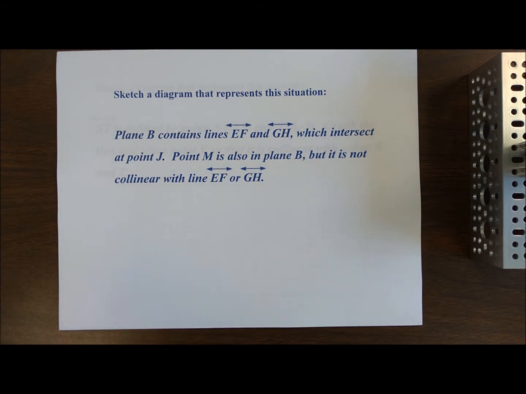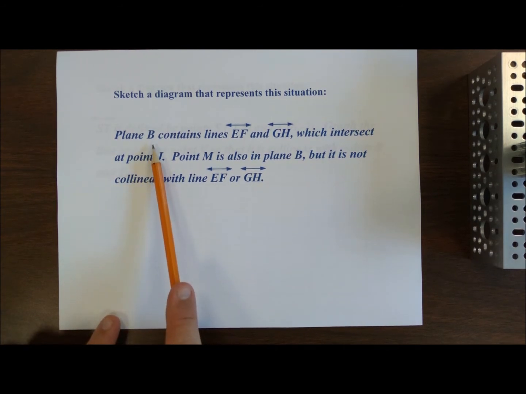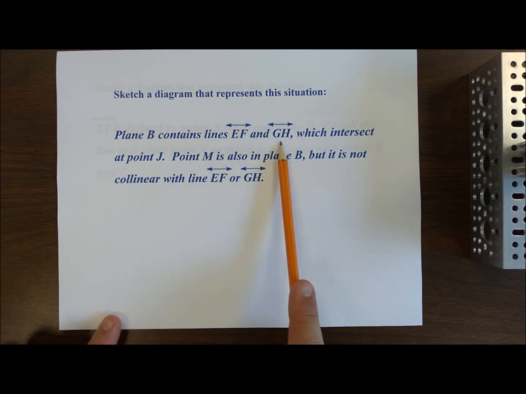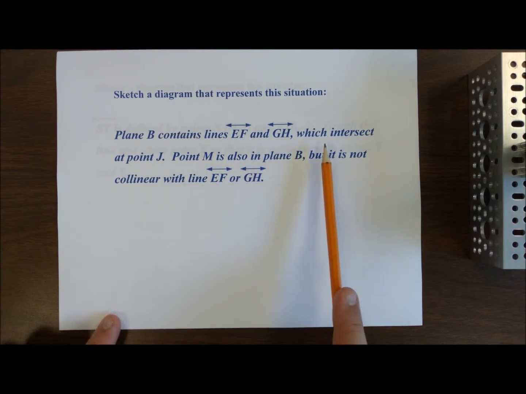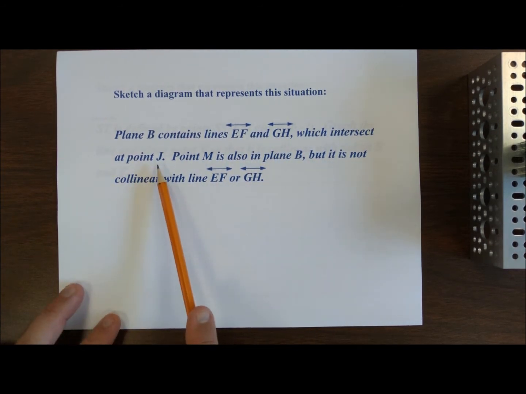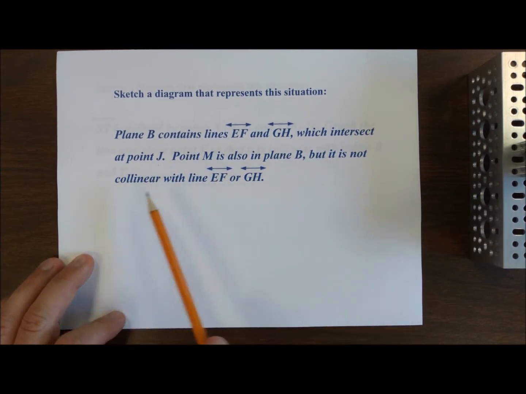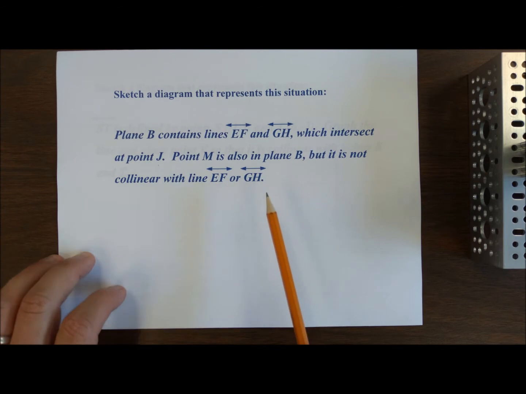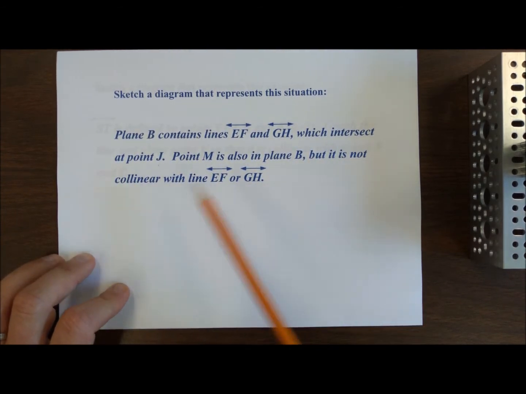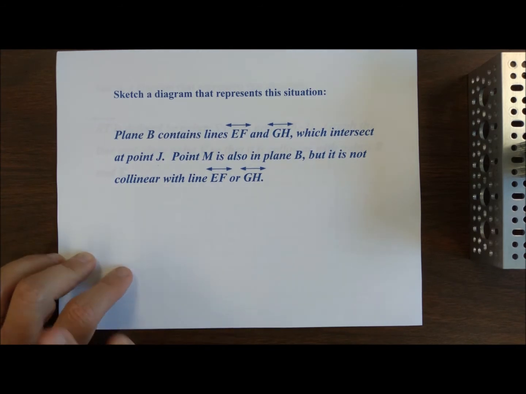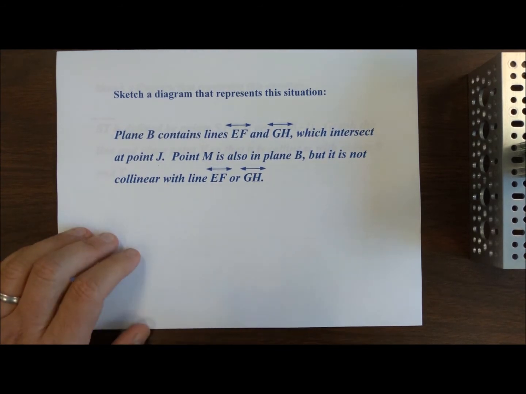All right, could we sketch a diagram that represents the situation that they're describing here? We've got a plane B that contains lines EF and GH, which intersect at point J. Point M is also in plane B, but it is not collinear with line EF or GH. Now, I recommend that when you have a problem like this, you read the whole thing once, and then you go back and just take it apart one piece at a time.